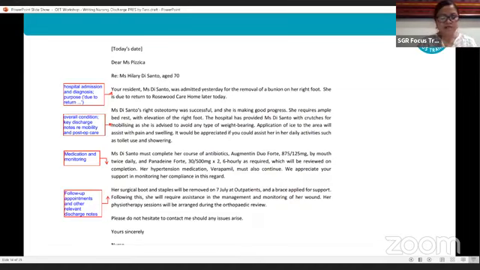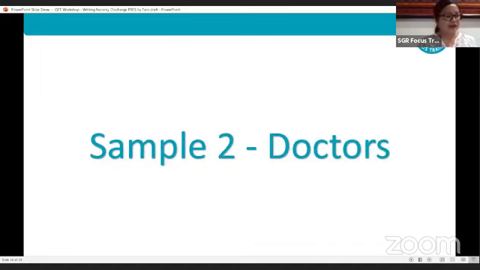And this is what we've noticed with most students, that this is one criterion or one area of the writing task that most students have a difficulty with. So I hope this has shed some light on how to organize your letter for a discharge. Now, let's have a look at another sample, and this time it's for our doctors.